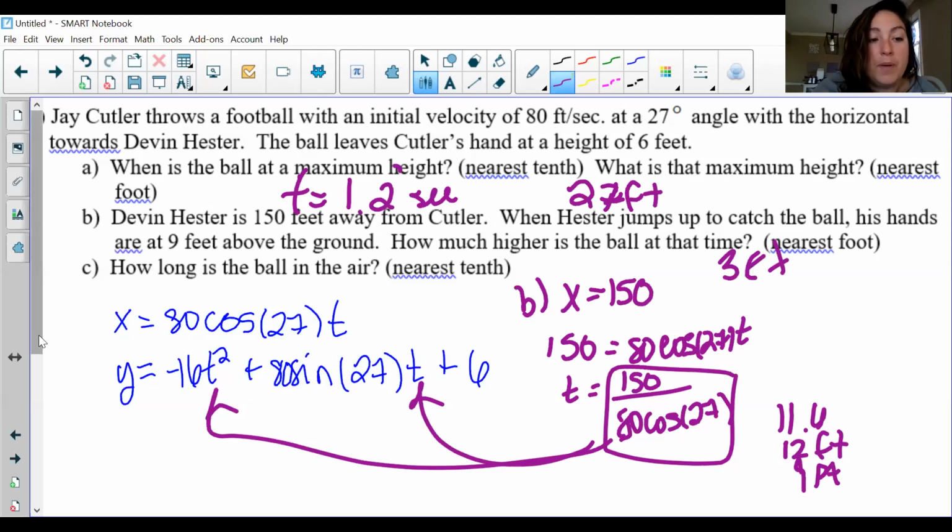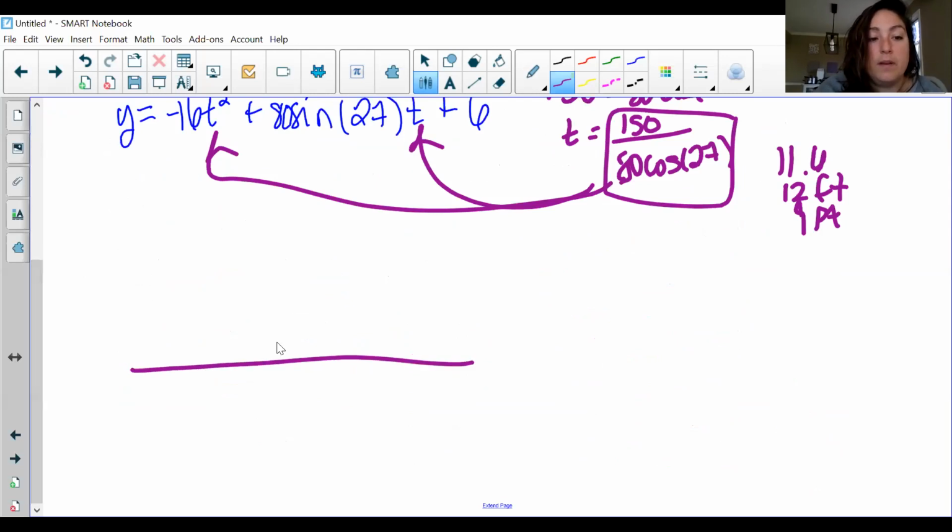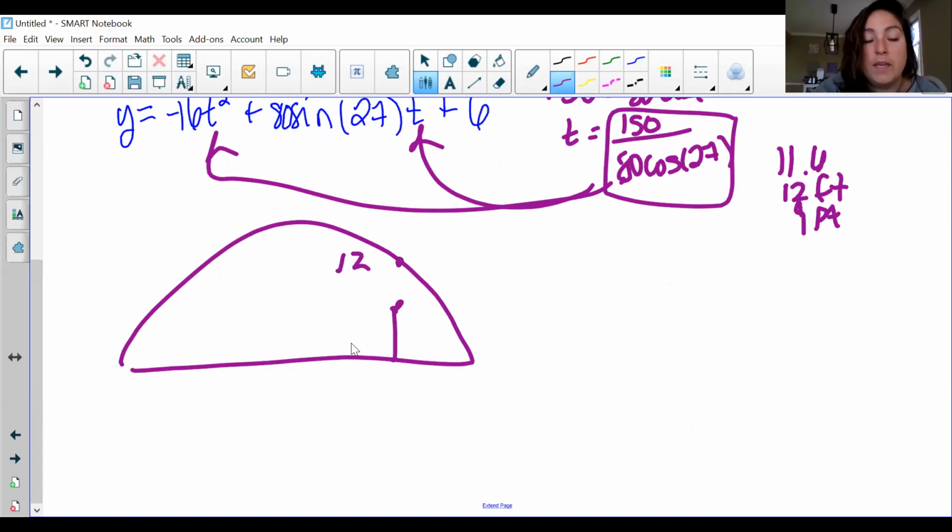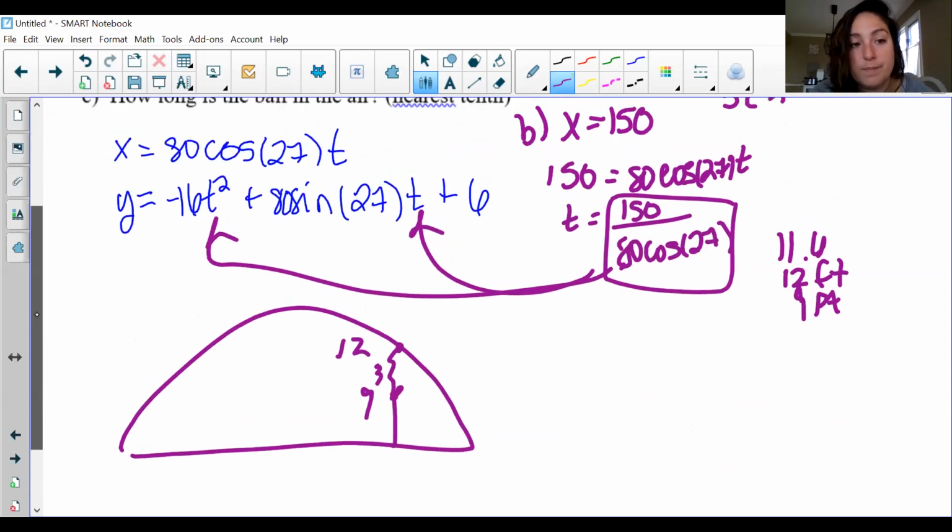And if you want to look at that pictorially, we have Devin Hester's 9 feet. The ball at this point is 12 feet. So there's a 3-foot difference. And he's not 9 feet tall when he jumps.